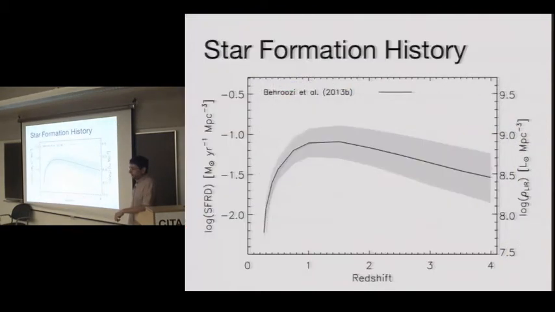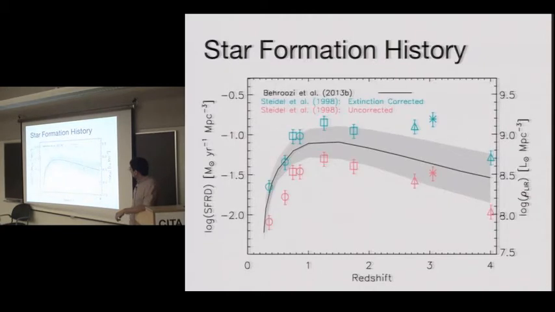If you're interested in the star formation history of the universe, this has been shown by many people. This is a model from Baruzzi et al. And you want to measure it in the optical. This is the data that you collect before you correct it for obscuration. This is what happens after you correct it for obscuration. And this correction is quite dramatic.